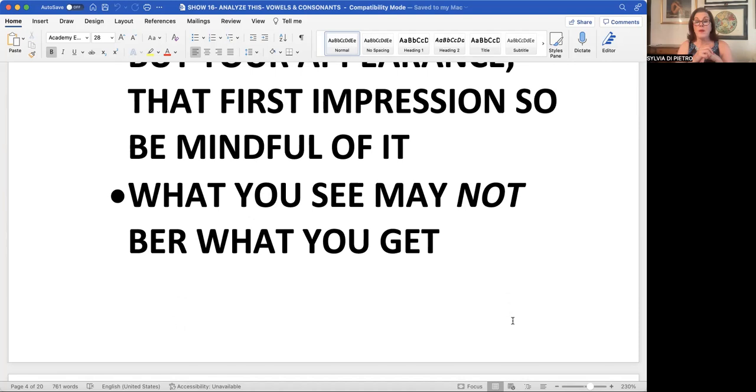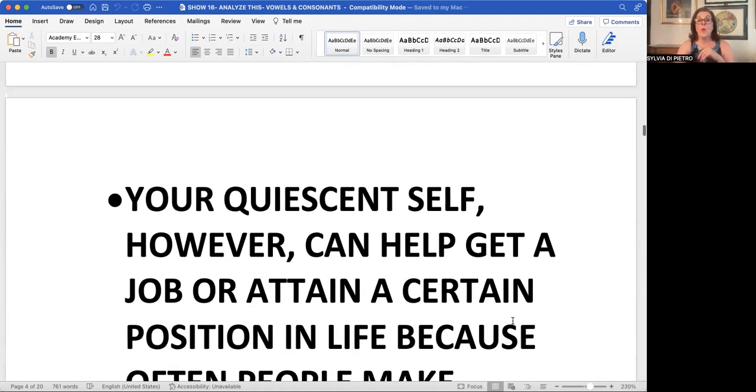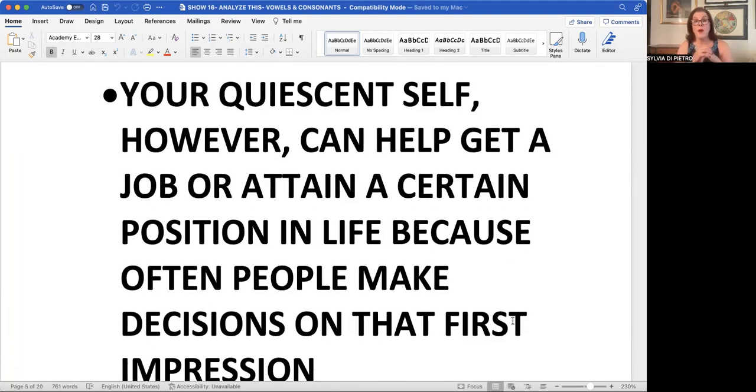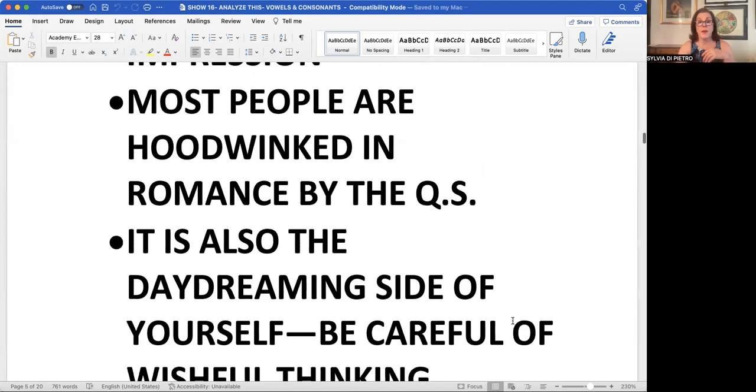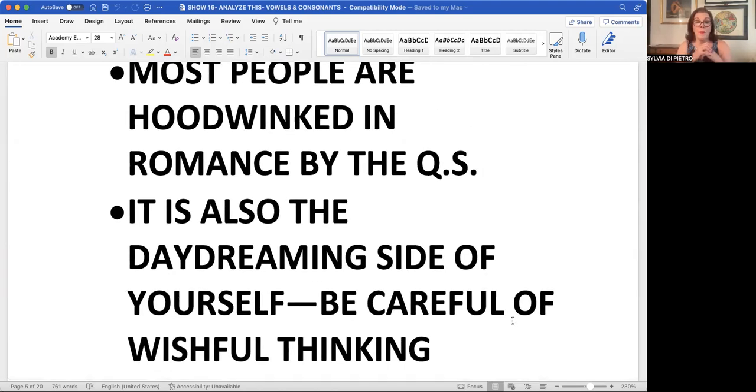And we all have to be mindful of the first appearance, because a person's mind never gets rid of that first appearance that you make. So what you see may not always be what you get. Your quiescent self, however, can get you that job or attain that special position that you're looking for, because it's often how people make decisions in life. Other people, bosses especially, when they have hundreds of applicants, make that decision on that first impression that a person makes. A lot of people are hoodwinked, even in the romantic realm, for what and who a person is on that first impression that they make.